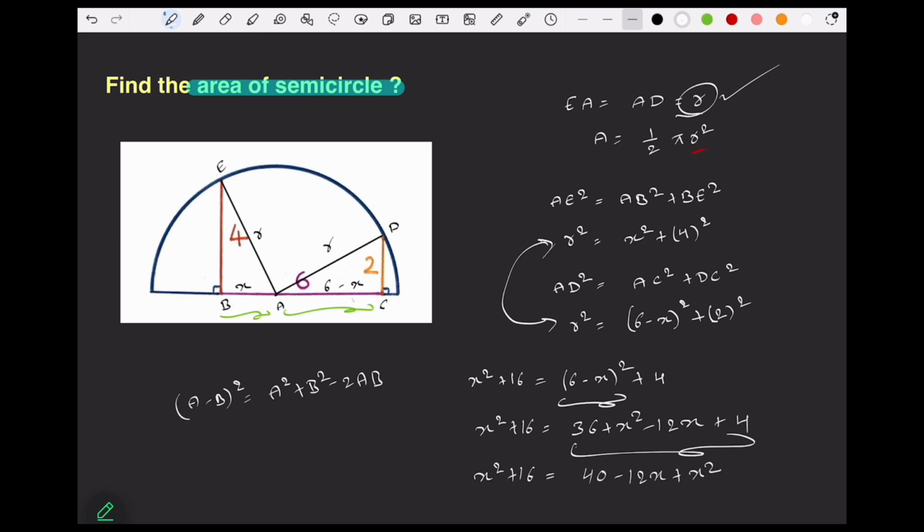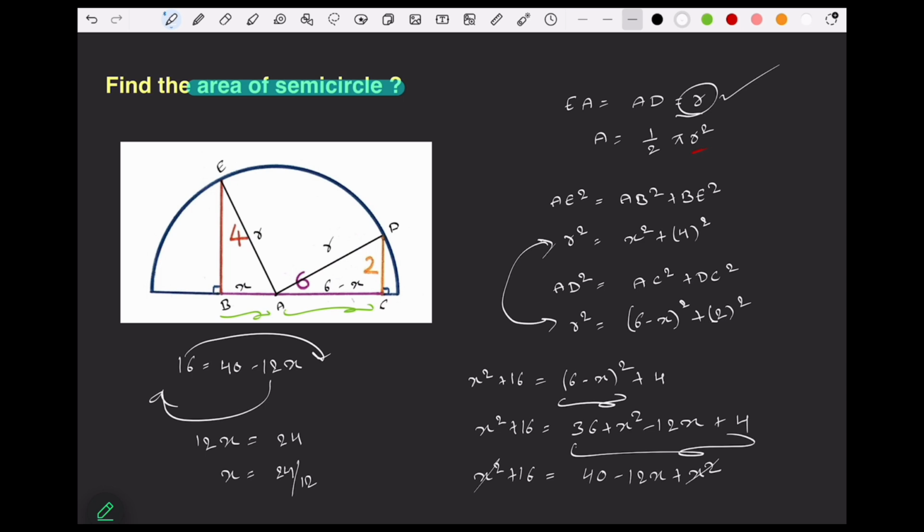x square is common on both sides, so I am removing both of them. So what are the remaining things? 16 is equal to 40 minus 12x, and moving 16 to the right hand side, 12x is equal to 24, because 40 minus 16 is equal to 24. Now x is equal to 24 divided by 12, that is equal to 2 units. Now we are able to find what x is.